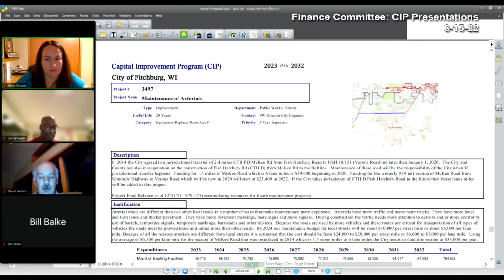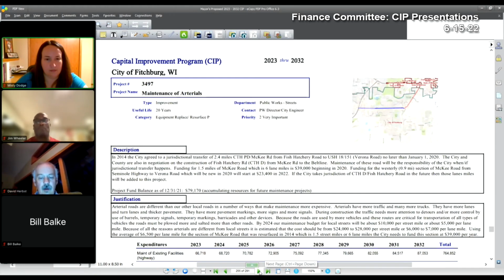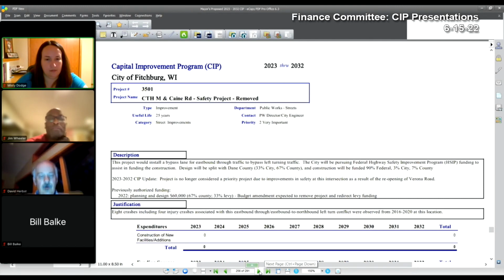3497, maintenance of arterials, major maintenance fund preventative for the city's arterial roads. There were no changes to this one. 3501, County Highway M and Kane Road. This project has been removed. It was originally proposed to correct a noticeable crash trend at the intersection. The increase in crashes was attributed to the Verona Road project and utilizing Highway M as a bypass for Verona Road. It's been determined that after the Verona Road has reopened, this project is no longer needed and is being removed from the CIP.